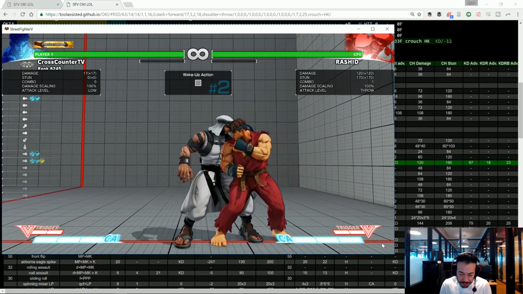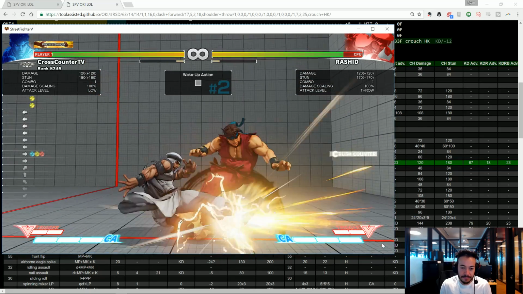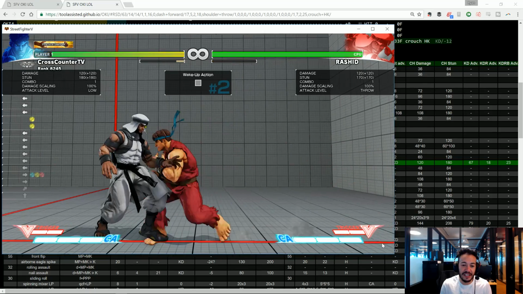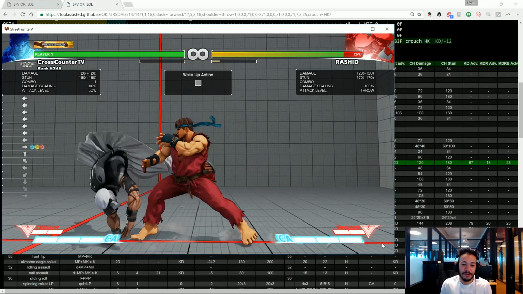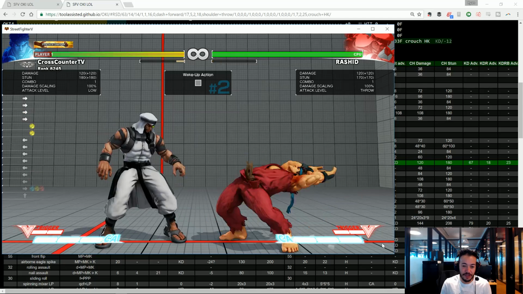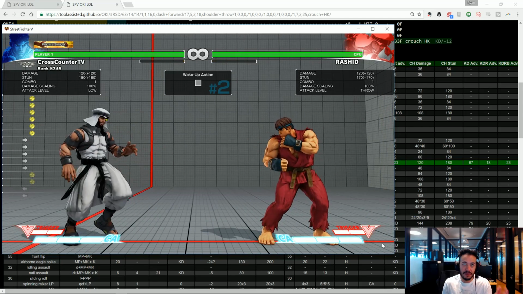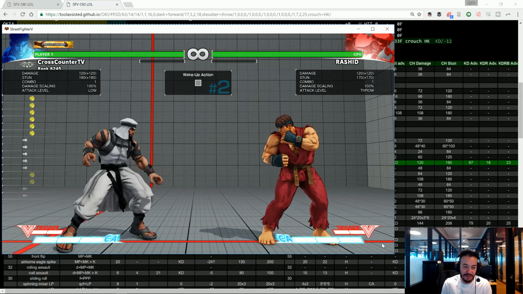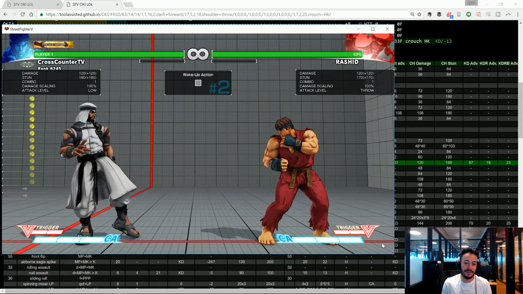So it doesn't work. Okay. But as you can see, if I do medium, so Ryu's medium punch. All throws start up in 5 frames. Regular throws start up in 5 frames, and Ryu's medium punch starts up in 5 frames.